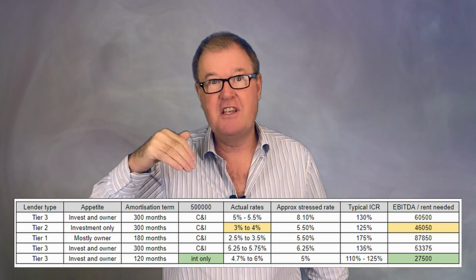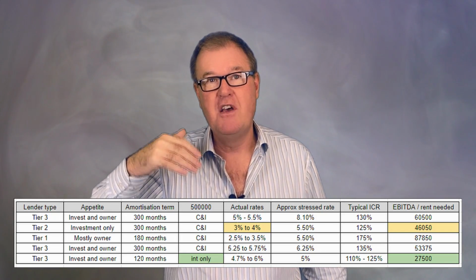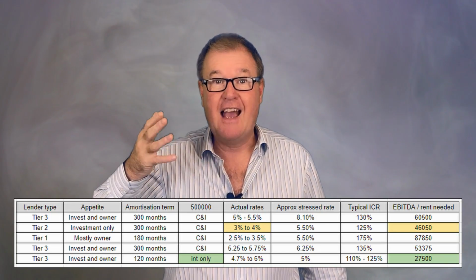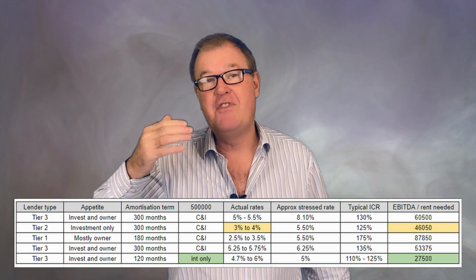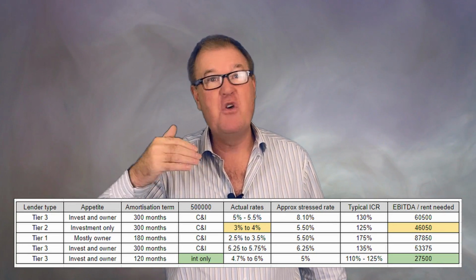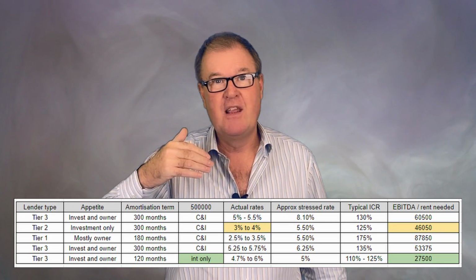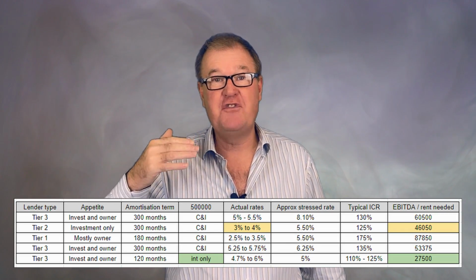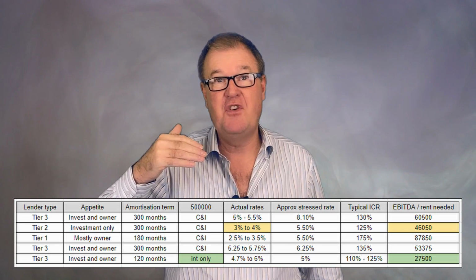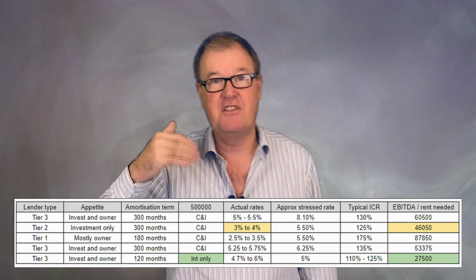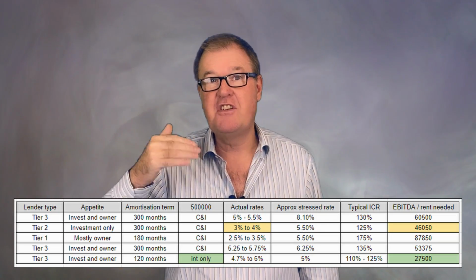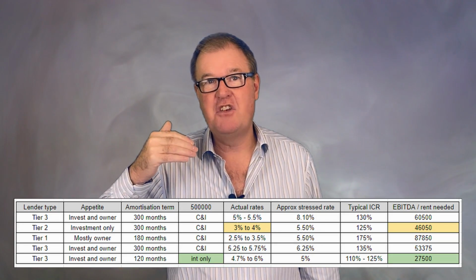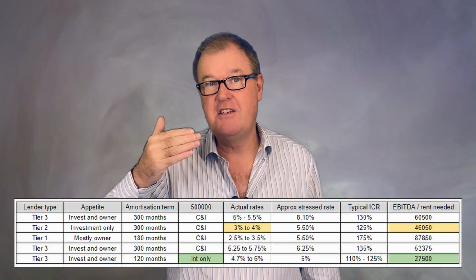And then you can see where they have appetite. Some are doing investment property and interest only. Investment property and owner occupied. Some are only doing investment property. Then we have the amortization term. Your specialist lenders very often will amortize over up to 25 years, subject to the age of the applicants. But a lot of the high street lenders, they're only taking the terms up to maybe 180 months.